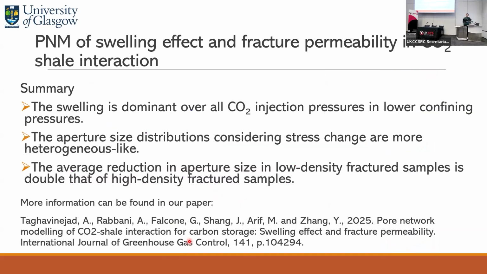That's the dynamic effect. Until now, what we observe, the summary: swelling is dominant over all CO2 injection pressures at lower confining pressure. And the aperture size distribution considering stress change is more heterogeneous. The average reduction in aperture size in the low density fracture sample is larger than in the high density fracture sample.